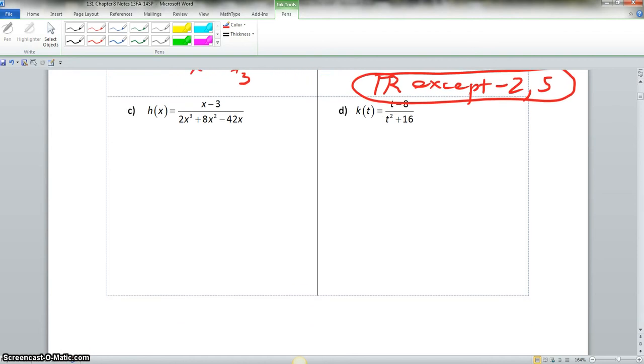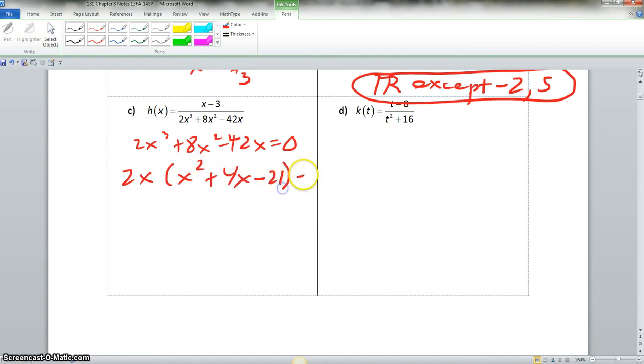Now we come down here to C and D. Now we look here at C. We have x minus 3 over 2x cubed plus 8x squared minus 42x. So again, we set the denominator equal to 0. Now, we can factor out a 2x because all of these terms here have 2x in common. And that will leave us x squared plus 4x minus 21. And that equals 0. Now we know that this parenthesis factors to be x minus 3 and x plus 7.